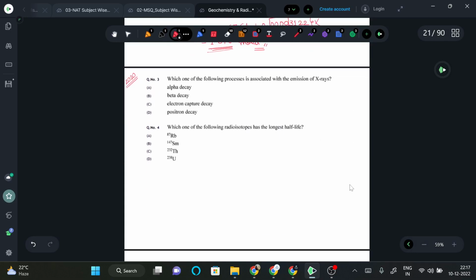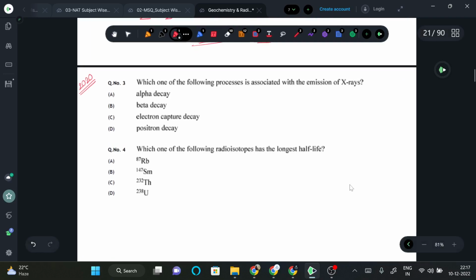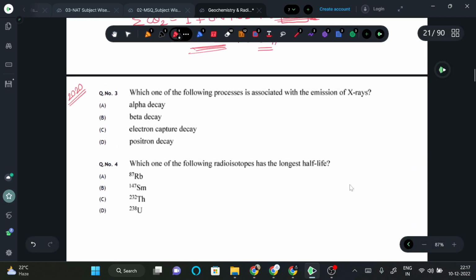I hope this one must be clear. We don't need to discuss that to that much depth. So okay, here we have: which of the following processes is associated with the emission of X-rays?